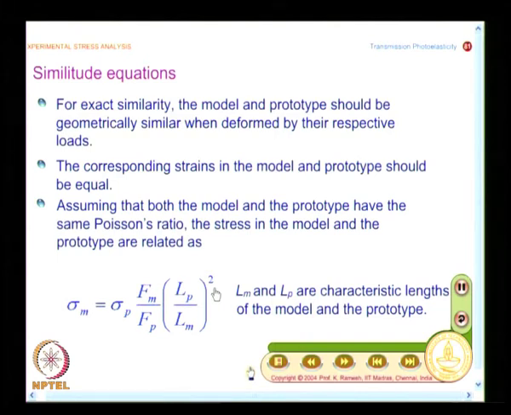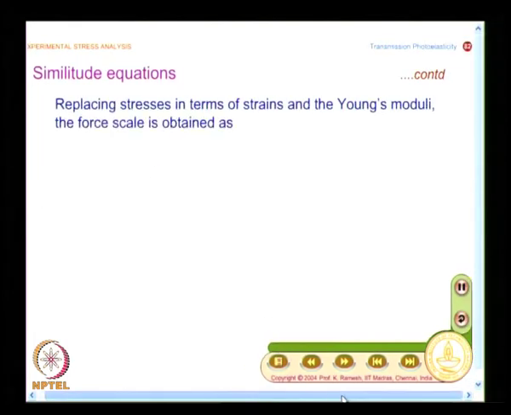So, what we look at here is we bring in characteristic lengths from the model as well as the prototype, and then we find the stresses in the model are related to stresses in the prototype like this. Our goal is we want to find out the load, whatever the load that I want to apply on the model. I want to do that in such a fashion that when deformed, the model and prototype should have similar strains. This is what we are looking at. So, that will bring in the elastic constants. How does the equation look like?